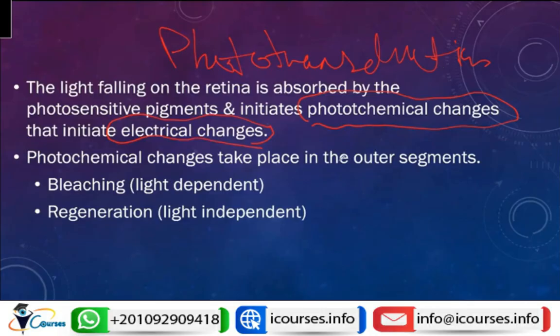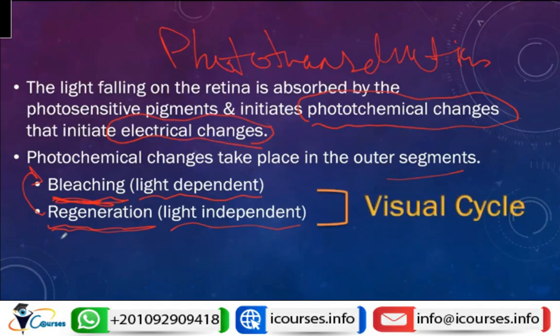In the outer segment, these photochemical changes undergo two processes. The first one is called bleaching. Bleaching is the decomposition of the visual pigment under the effect of light, so that we can see in the light. Then, if there is no light, in the dark, these visual pigments will regenerate in order to be able to bleach again under the effect of light. This continuous process between bleaching and regeneration is what's called the visual cycle.